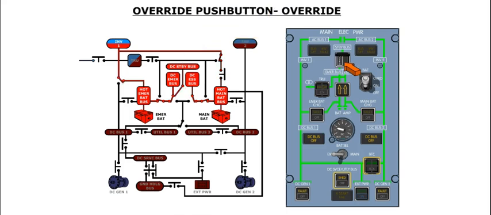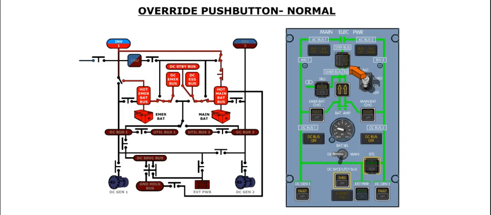When the override push button is pressed in, the DC standby bus and inverter 1 will be powered by the source that is supplying the DC emergency bus. When this position is selected, the override caption illuminates in the push button. The override push button enables the transfer of power for the DC standby bus and inverter 1 from the hot main battery bus to the hot emergency bus.